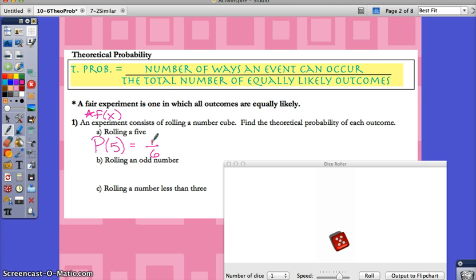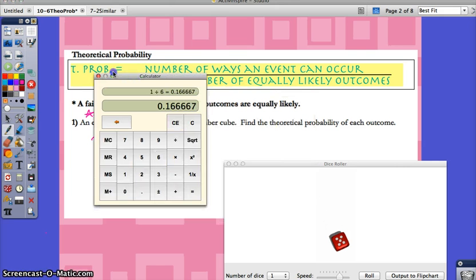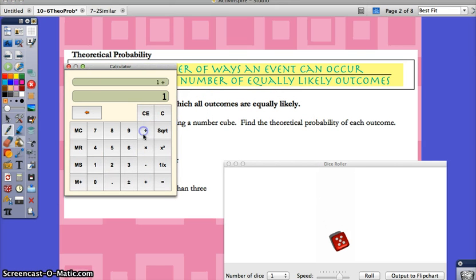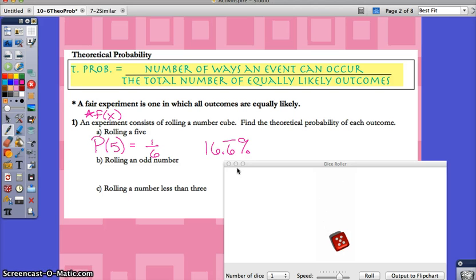If you wanted to use your calculator to get the percent, we could divide 1 by 6. And that's going to be the decimal, so then move the decimal point over 2 places to get the percent. This would be 16.6 repeating percent. I have my students just write the fraction, the reduced fraction of course, but you can always write the percent as well. All right, well, what about the probability of rolling an odd number on a die?